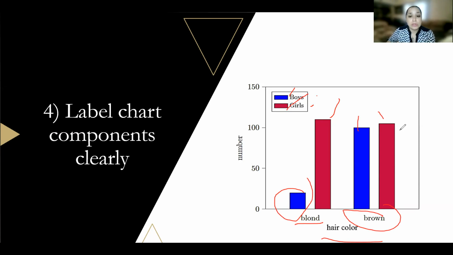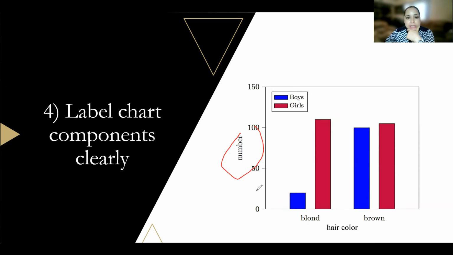But it's easy to explain and to understand when you label correctly. Label, que le ponga los nombres a los colores y a los ejes, to the axis. The y-axis is the number, the x-axis, the hair color. It has the colors written over there, blonde and brown. It also has the colors for specifying boys and girls. It has all of the labels.